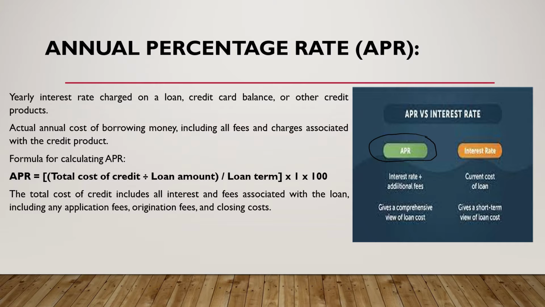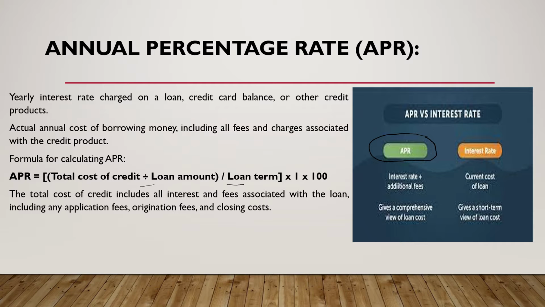So here you can see the formula for calculating APR is equal to total cost of credit divided by total amount, bracket close, then divided by loan term, bracket close, multiply by 1, multiply by 100. So the total cost of credit includes all interest and fees which are associated with the loan, including application fees, origination fees, and closing costs.